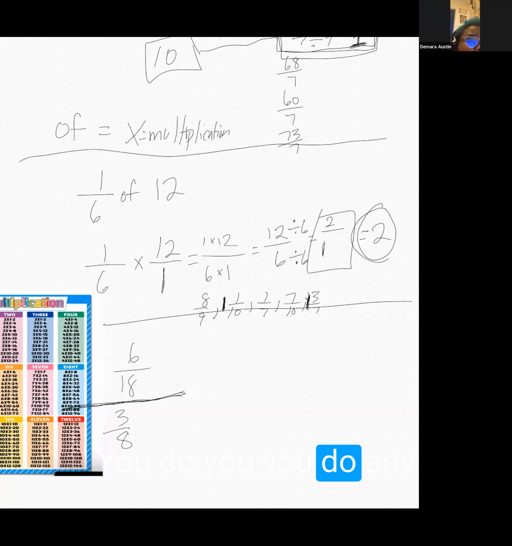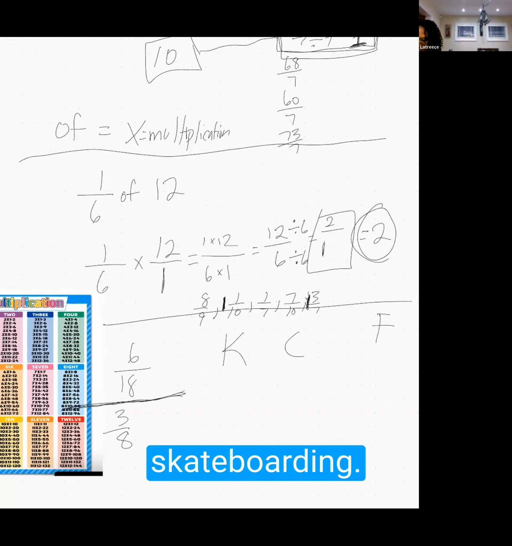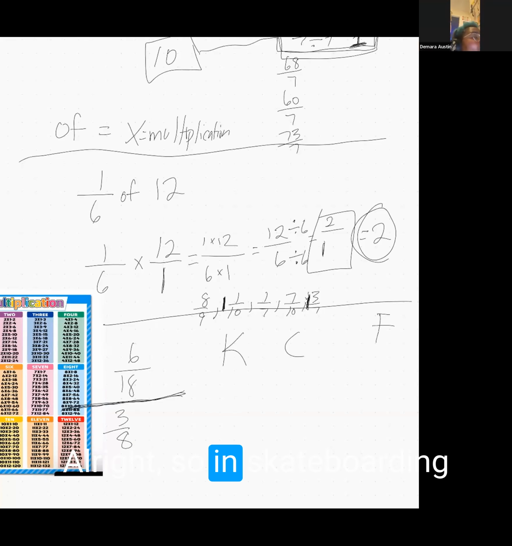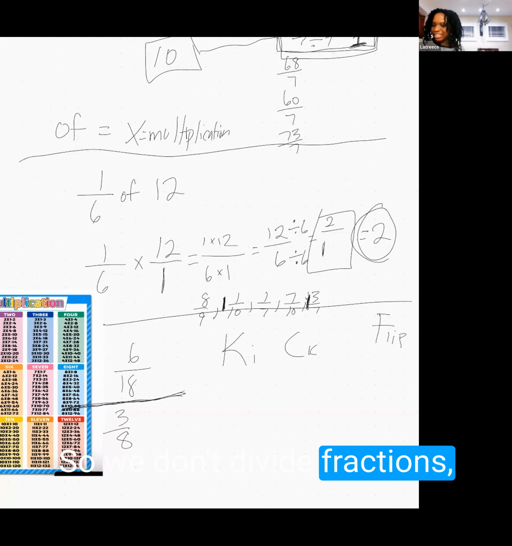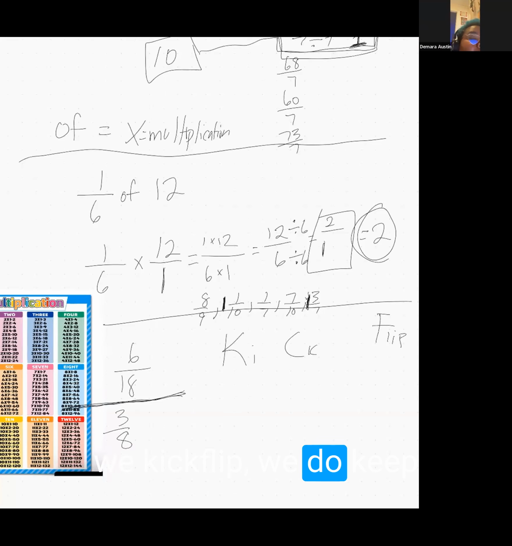You do any skateboarding? Nope, but I heard skateboarding. All right. So in skateboarding, they have a move called the kick flip. Okay. Yeah. So we don't divide fractions. We kick flip. We do keep, change, flip.